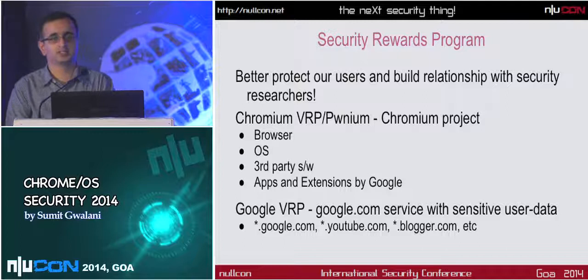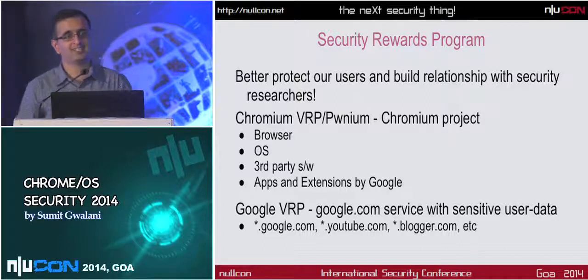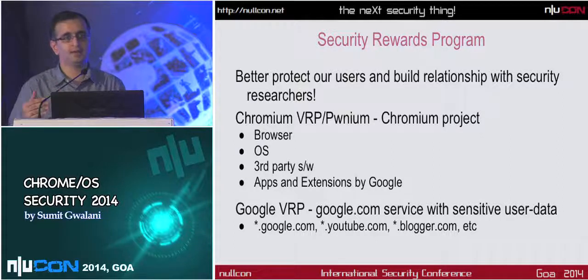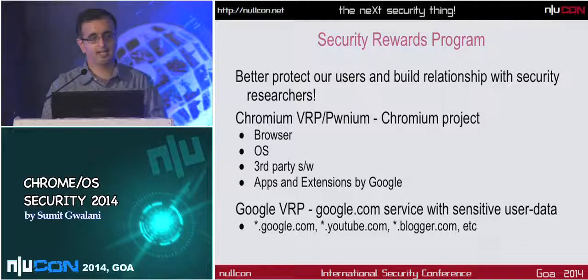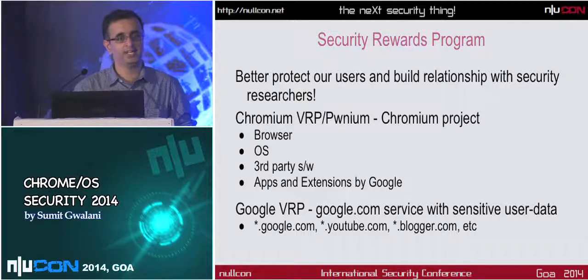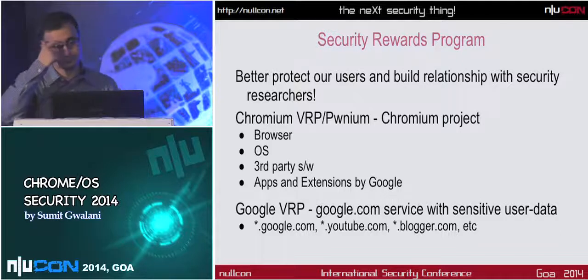So why do we do the security rewards program in the first place? The goal is twofold. First is, of course, to better protect our users. Vulnerabilities come in, we can patch them, we can have a quick turnaround time and ensure our users are safe. Given our automatic updates in Chrome and the ability of our web services, we can do that rather quickly. The other thing is to build relationships with security researchers, engage the community, and ensure that we are using the talent of everyone and not just a few people.